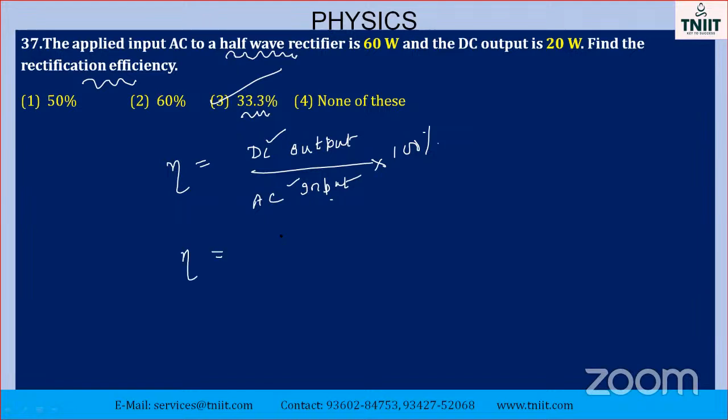So efficiency will be, what is DC output? 20. AC input is 60, into 100%. This is 1 by 3 into 100%. 100 by 3 is so much? 33.3%. So option A is the right answer.